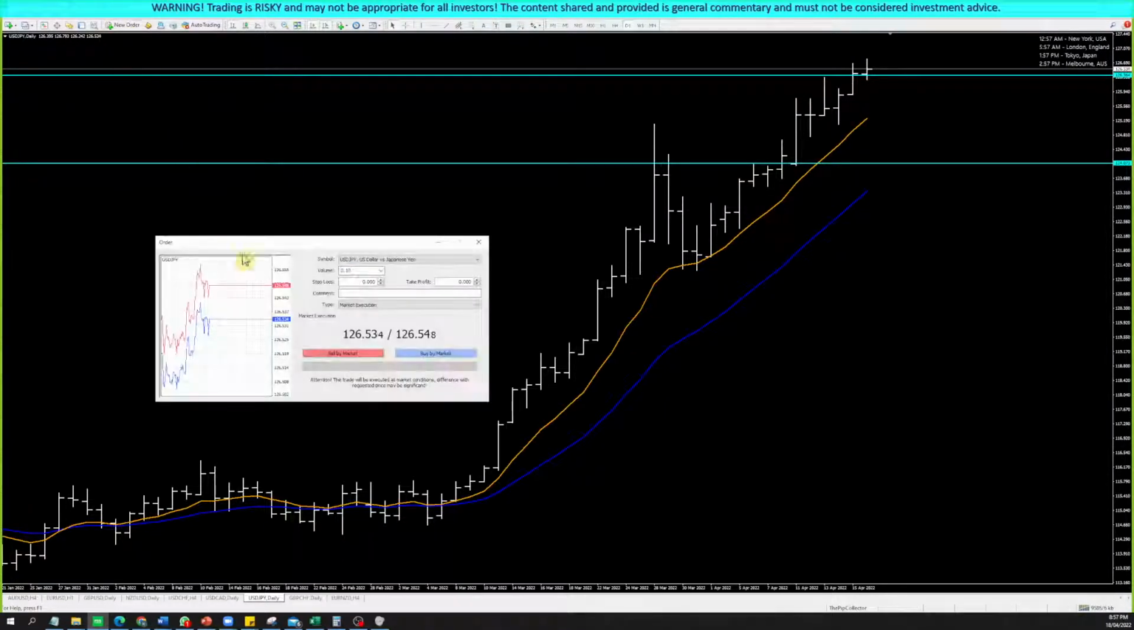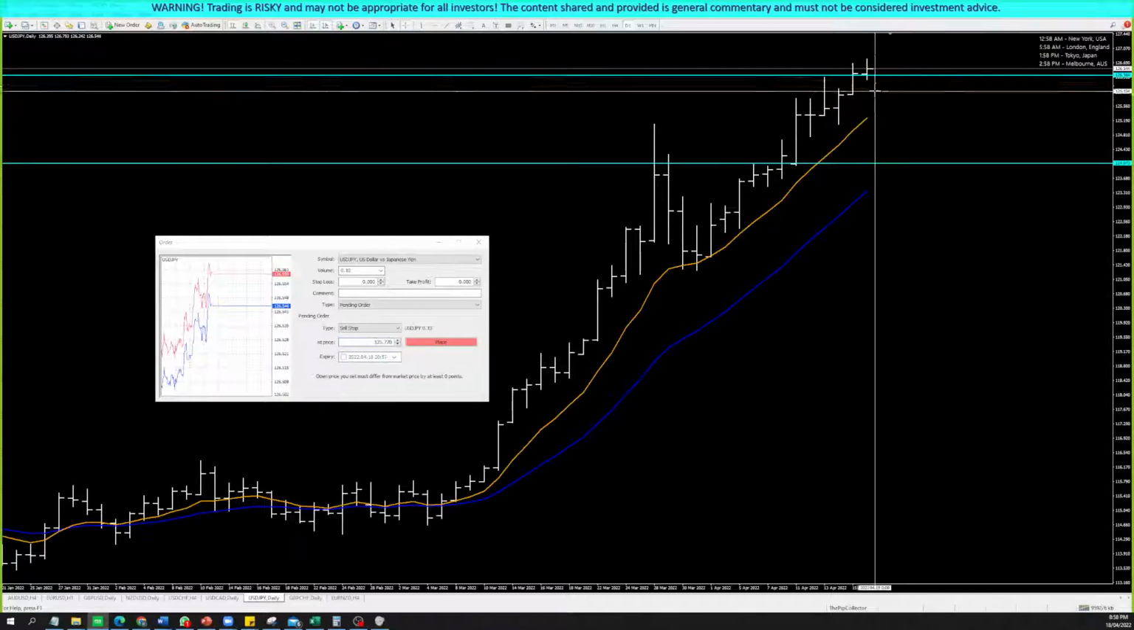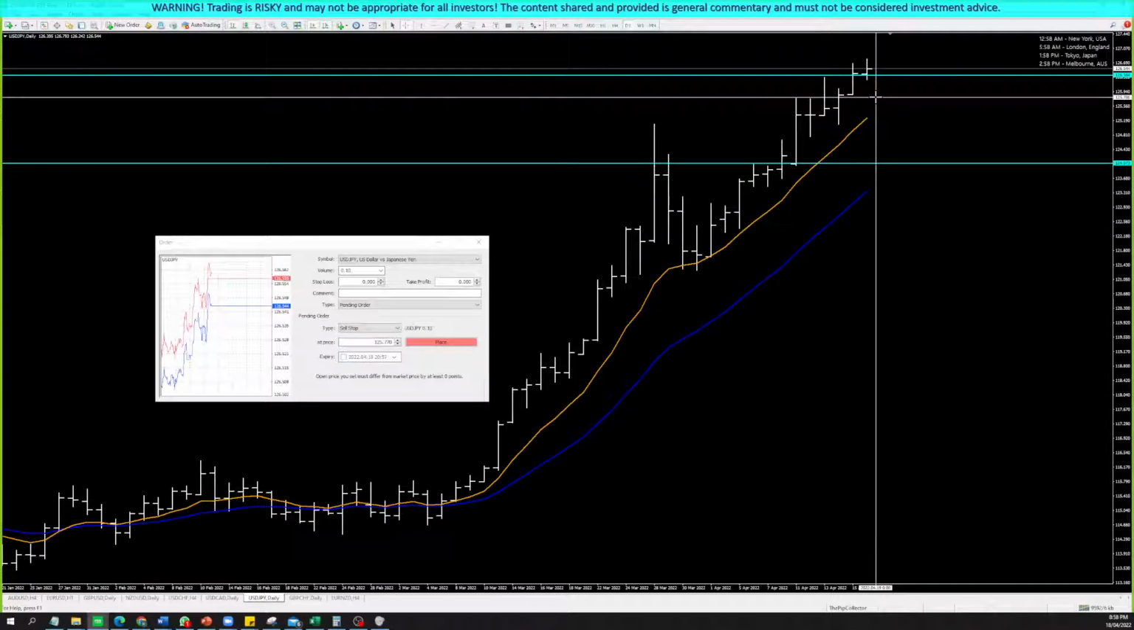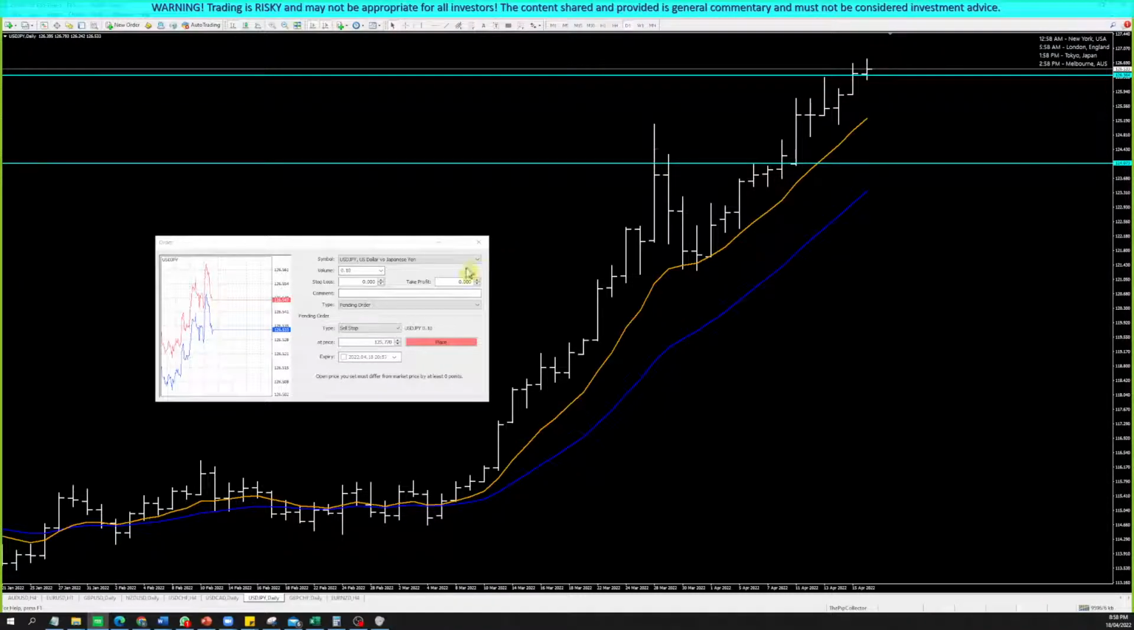125.77. New order. Pending order. Sell stop. 125.77. Stop loss will be... I'm trading based on this potential bearish engulfing. So, in that case, we are setting a pending order. 126.87. That's my stop loss. And we are on the daily chart, so my expiry is the end of the current bar.